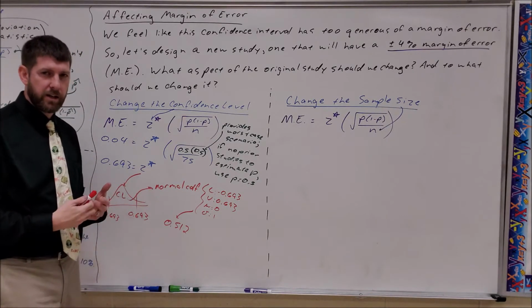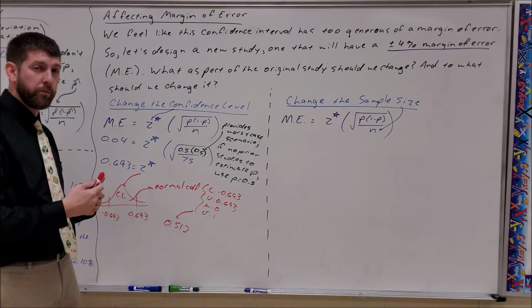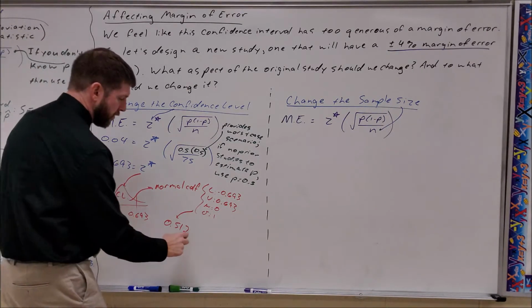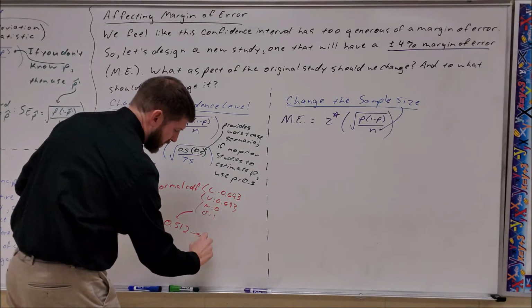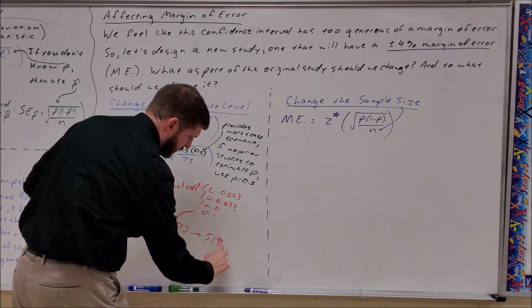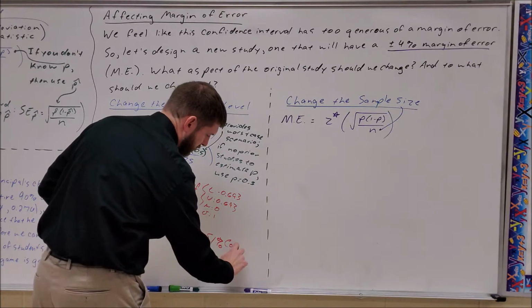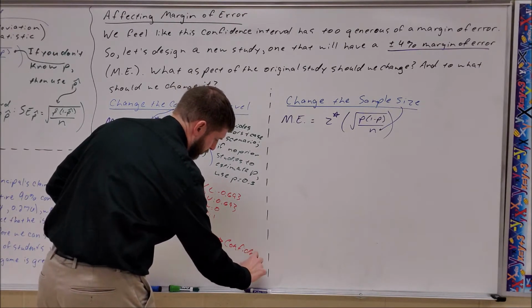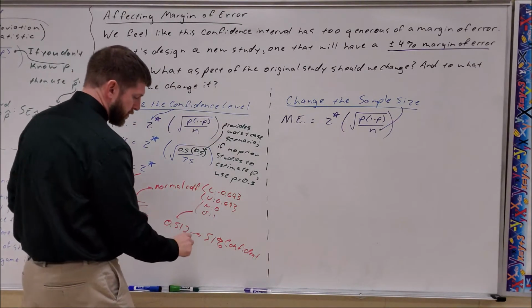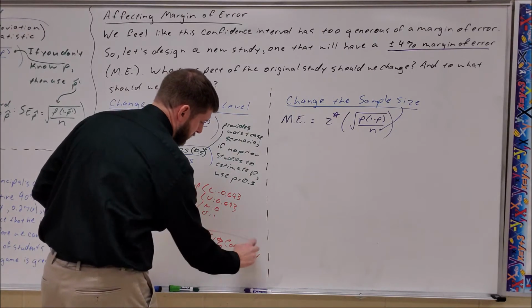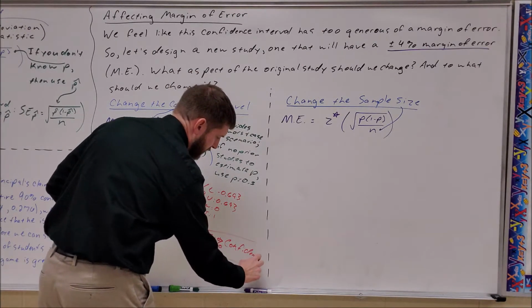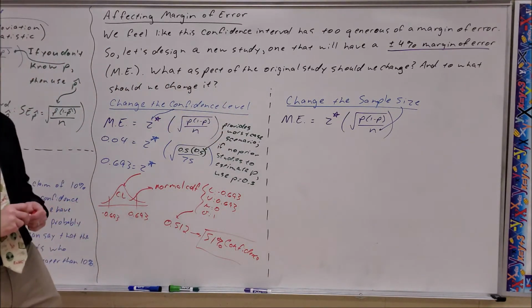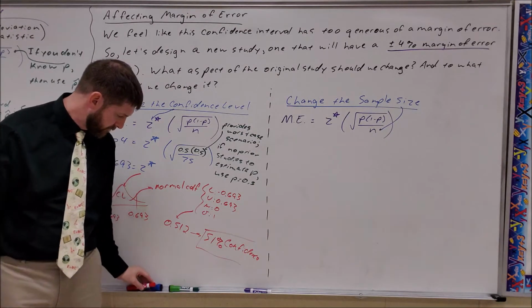It'd be kind of weird to say I'm 0.512 confident. So I would turn it into a percentage. I'm going to turn it into 51% confident. So 51% confidence is the confidence level that you would use to get you to a margin of error if we left everything else the same.